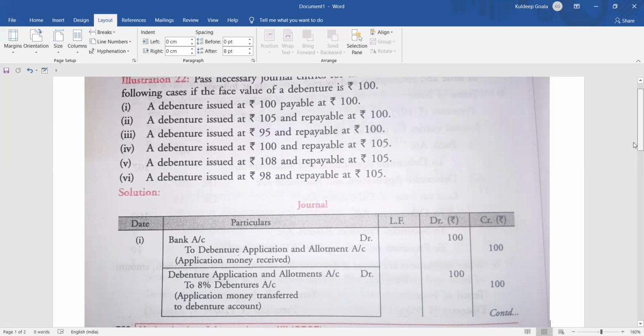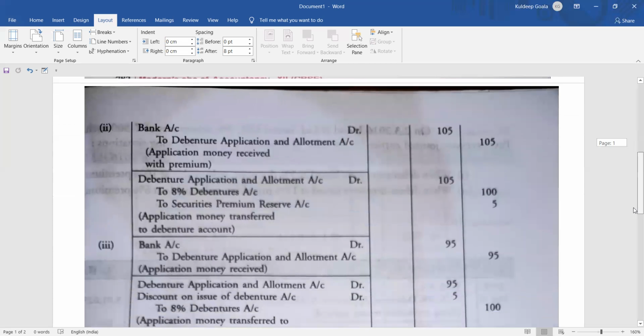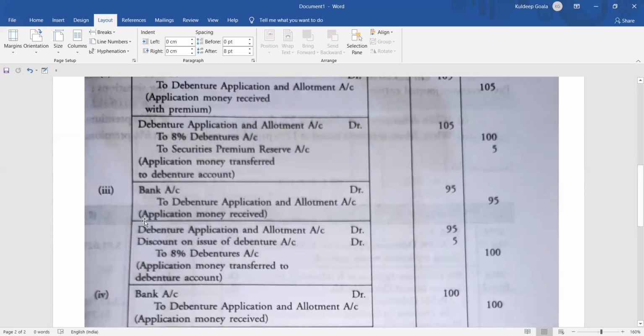So what will the transfer entry be? Debenture application allotment account will be closed. So debenture application allotment account debit 95. Clear? Discount on issue of debenture account debit 5 rupees. This is the loss. It will be debited because it is a capital loss. To 8% debenture account 100 rupees. This discount is included in the value of the debenture. 100 rupees is the face value. Out of that, 95 rupees we receive and 5 rupees we allow as discount.